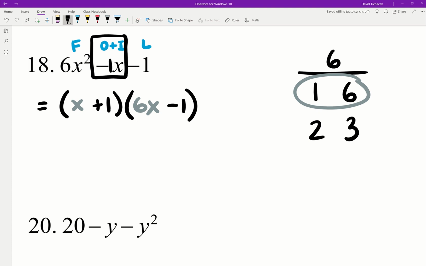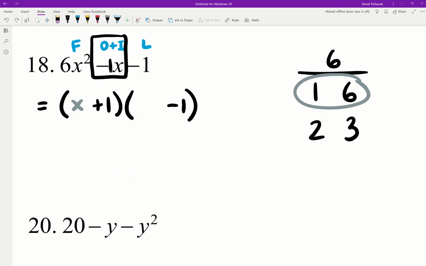So if you're guessing that 1 and 6 might be your combination, let's check it. Let's test it out, okay? We're going to do that by doing your outer, which would be x times -1. That's -x. And then your inner. That's 1 times 6. That'll give you a +6x, and that, when you add them, is going to give you +5x, and that's not what we want. We wanted a -1x, okay?